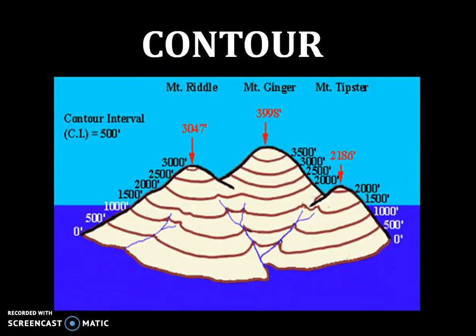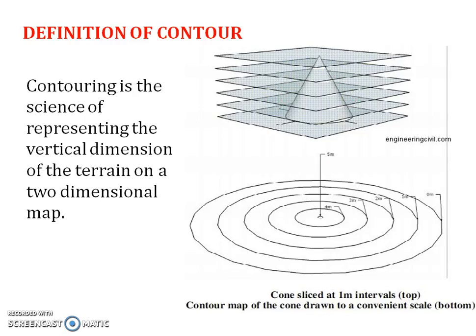Hello students, today we are going to study what is a contour. Contour is defined as the science of representing the vertical dimension of a terrain on a two-dimensional map.